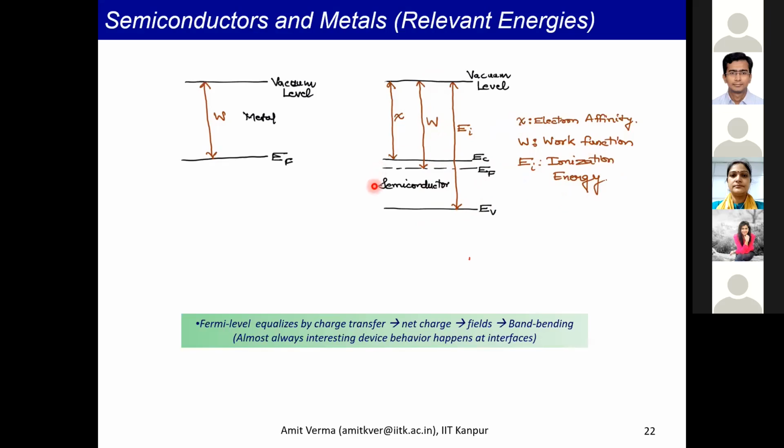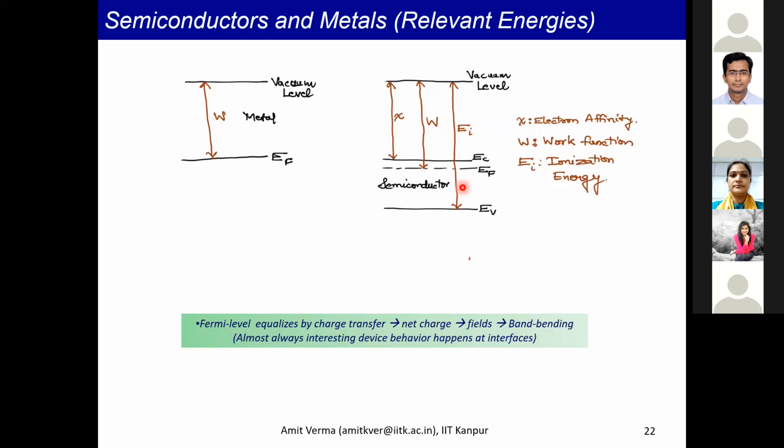So what happens? Once you know these things for all the different components of your device, when you bring them together, what happens? Fermi level is something like a water level. If you have two buckets, one filled with water till the top, while the other is filled with water only at the bottom, and you connect them with a pipe, what will happen? The water will flow from the bucket which has a higher level to the bucket which has a lower level, till the levels equilibrate.